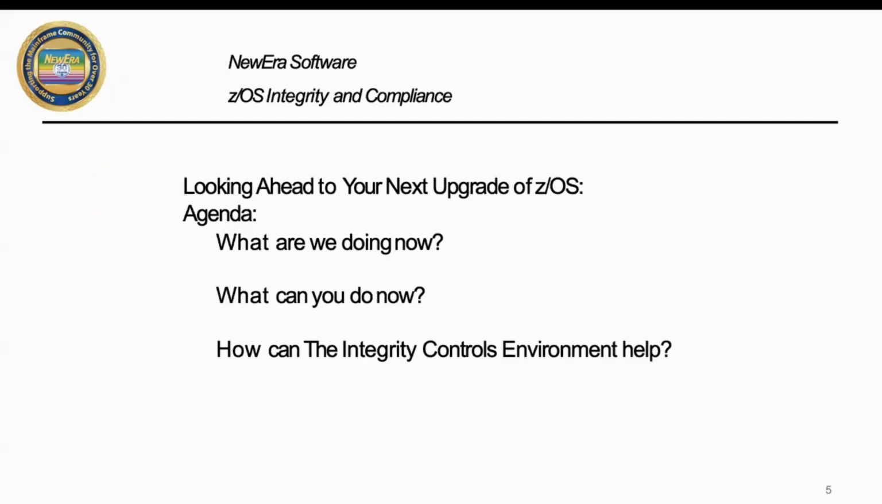So getting ready for the next release, one of the first questions is what have we at New Era been doing? And it's kind of obvious, we're ready. We've been working with IBM. We've been involved with ESP sites. We've been testing and understanding what we needed to do to improve and extend our capabilities to be ready for 3.2. But what we want to talk about more is what can you do and how can we help you do those things?